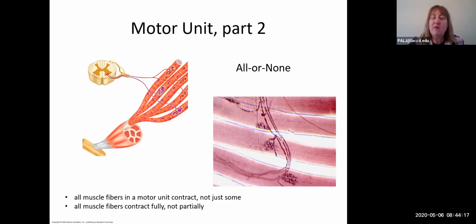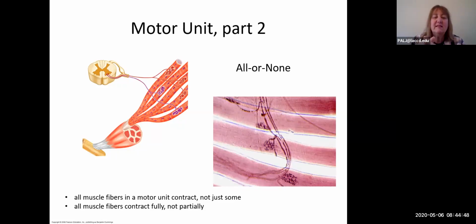Another concept with the motor unit is that it follows what's called the all or none principle. When that impulse comes down the axon, it's going to go to all branches of the axon terminals. So it's going to go to every single muscle fiber in that motor unit. And so all of those will either contract or none of them will. And all of them will contract fully.